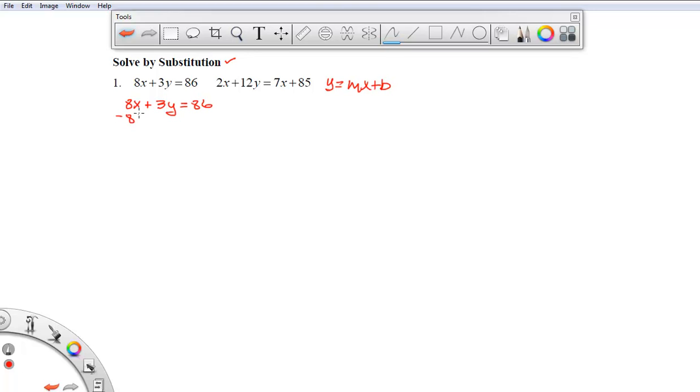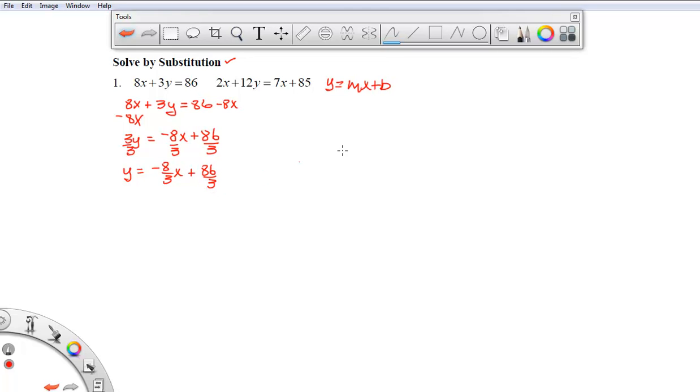And most everyone, when you do these problems, you make a mistake. That should be 8x. When you put it in slope-intercept form, if you don't do that correctly, there's no way that you can get the rest of this right. So that positive 8x, I subtract 8x from each side. So now I have 3y equals a negative 8x plus 86. And now I want to divide everything by 3. So this first equation is y equals a negative 8 over 3x plus 86 over 3.